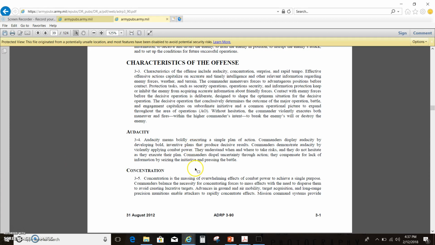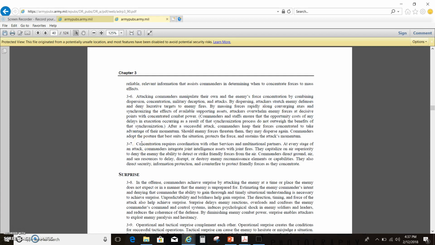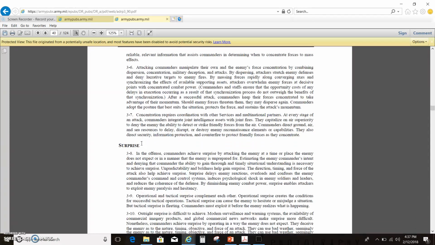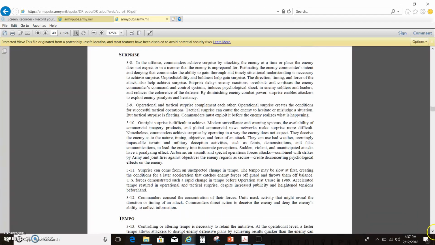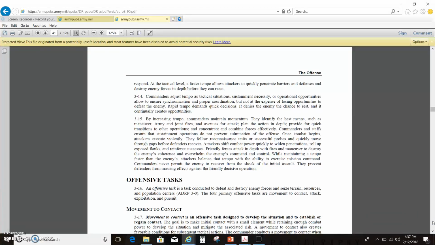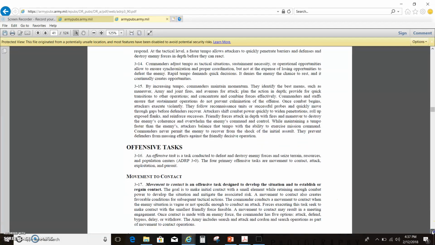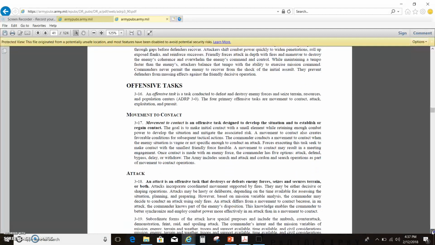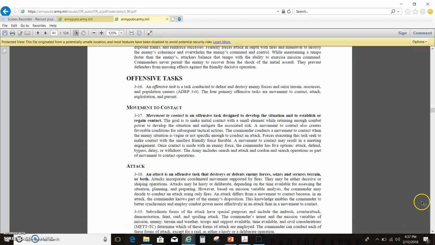All right, so audacity, concentration, surprise, tempo are the characteristics of the offense, and then you've got the different offensive tasks of movement to contact, attack. All right, so specifically the attack destroys or defeats an enemy force, which is one of the purposes of the offense.